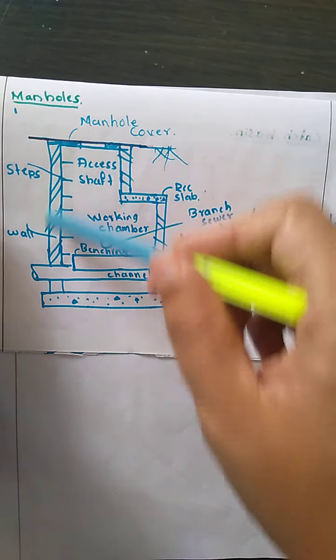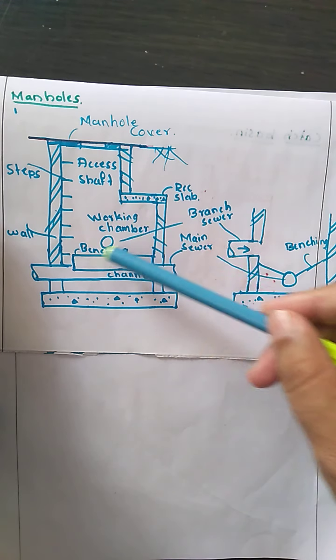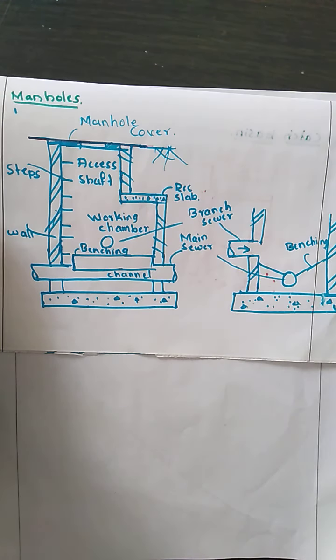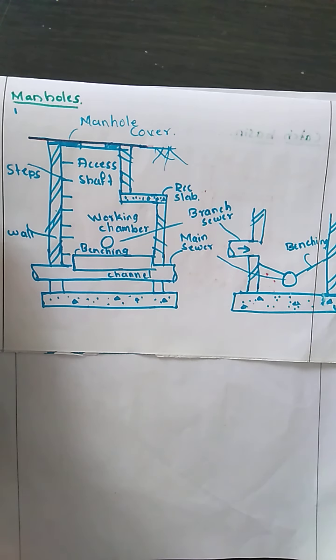So the access shaft has a smaller working area. I have told the area also. Then the working chamber in this particular portion is meant for the working of the person who is going to enter the manhole. Now these are the steps. From these steps, the person who wants to do the maintenance work of the manhole will enter and work through it.